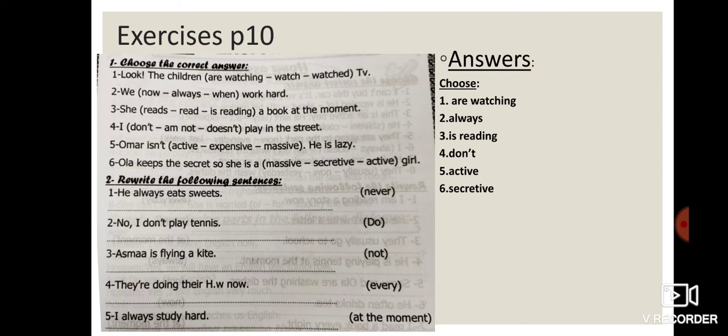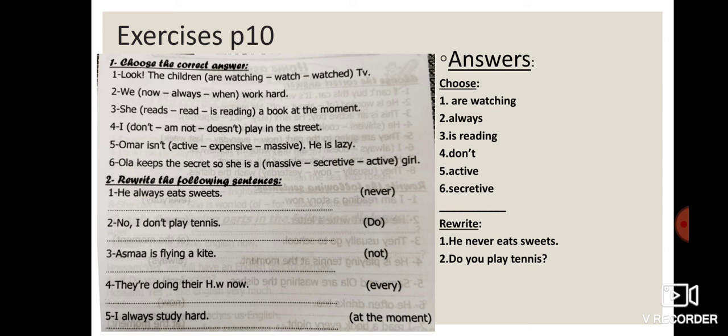Rewrite. Number 1, he always eats sweets. He wants you to write never. It's very easy. How to answer? He never eats sweets. We will cancel always and write never. He never eats sweets. Number 2, no, I don't play tennis. What are we going to do to make a question? Cancel no, cancel comma, cancel don't, and then answer the question. Do you play tennis?